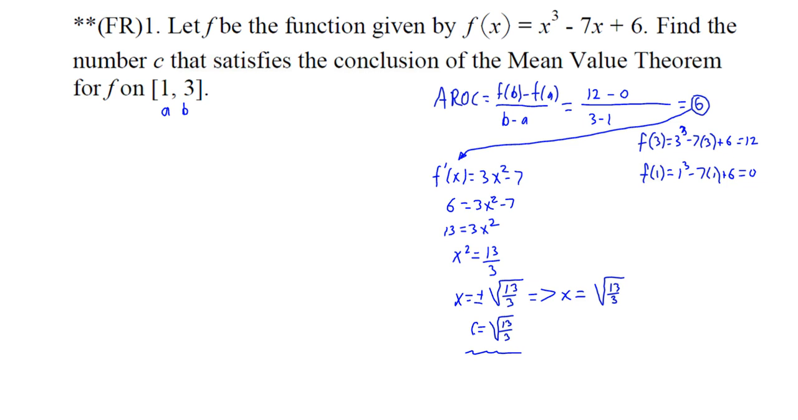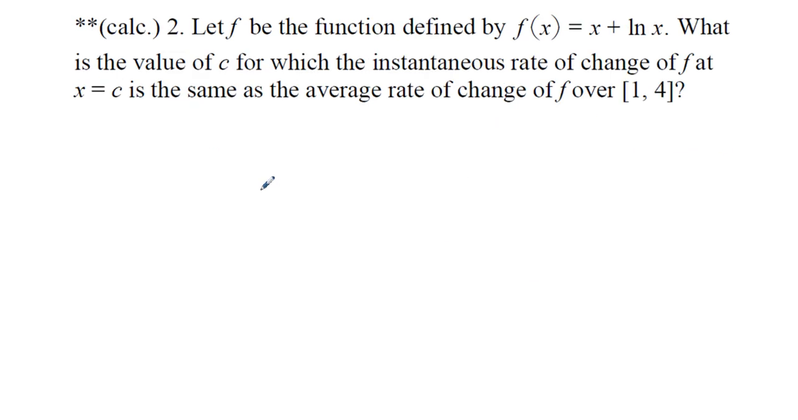Okay? Next problem. And this is a calculator problem from the AP test. Let f be the function defined by f of x equals x plus ln x, or natural logarithm of x. What is the value c for which the instantaneous rate of change of f at x equals c is the same as the average rate of change of f over the closed interval from 1 to 4?